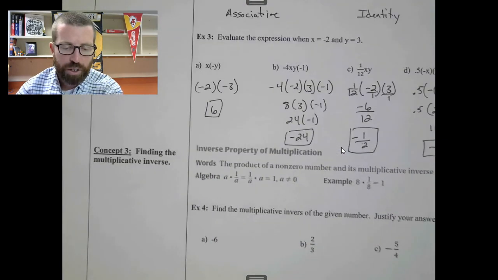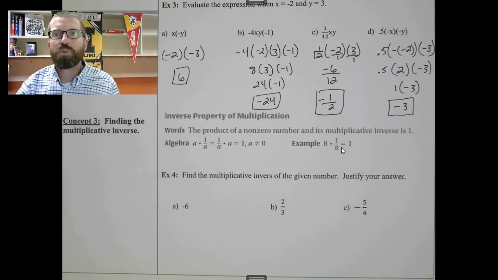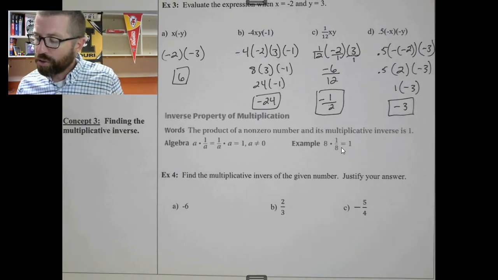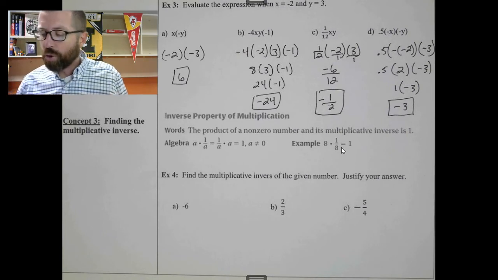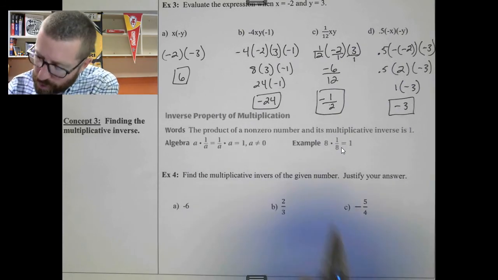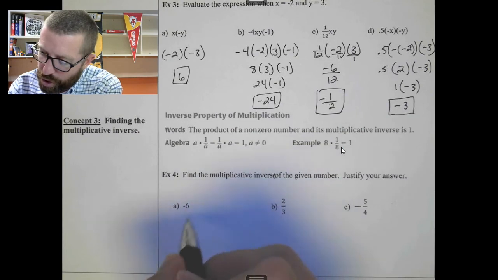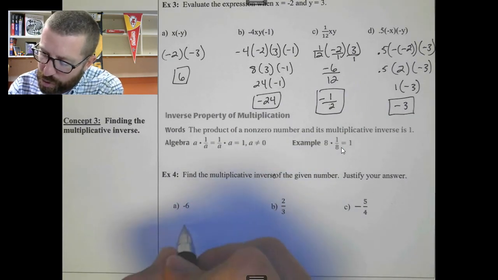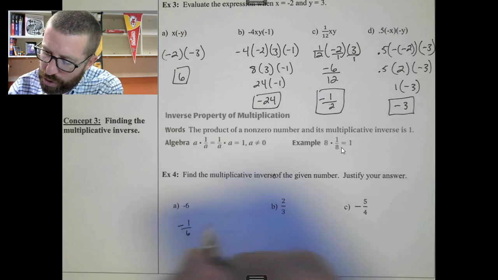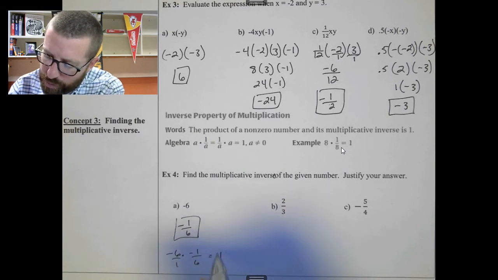Okay, and the last thing we'll talk about in this video is a little bit more about the inverse. The inverse property of multiplication is very important when we solve equations, so it'll be good to talk about it now. It is the thing you multiply by that makes 1. Inverse, I forgot my E there. Okay, so the inverse here would be negative 1/6. The reason for that is if I multiply negative 6 times negative 1/6, then I just get 1.